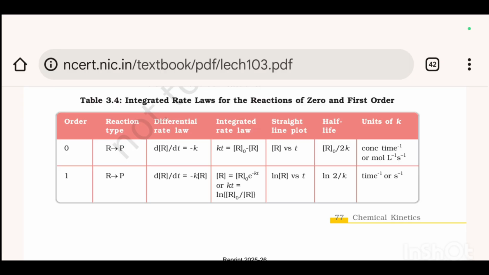Now order 1. Reaction type: reactant gives product. Differential rate law: dR/dt = -kR. Integrated rate law: R = R0 e^(-kt), or kt = ln R0/R. Straight line plot: ln R versus t. Half-life: ln 2 divided by k. Units of k: time inverse, or second inverse.